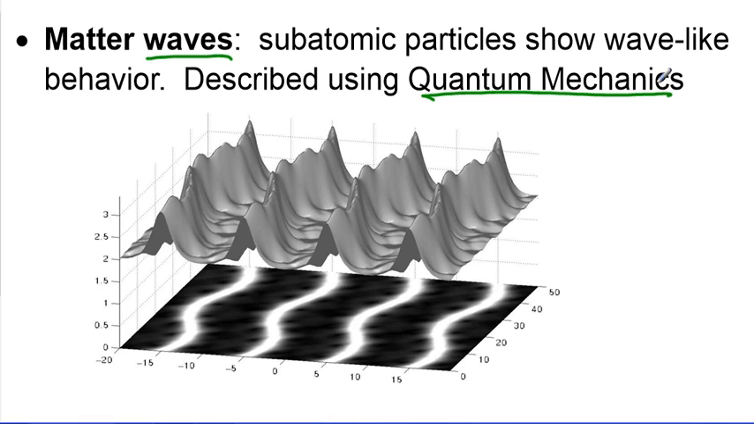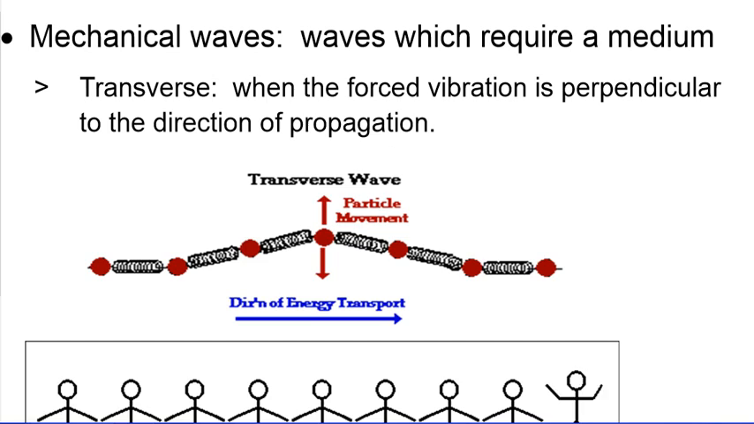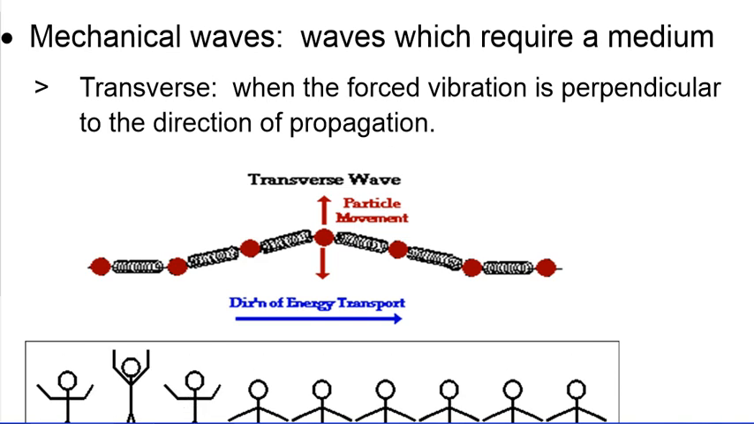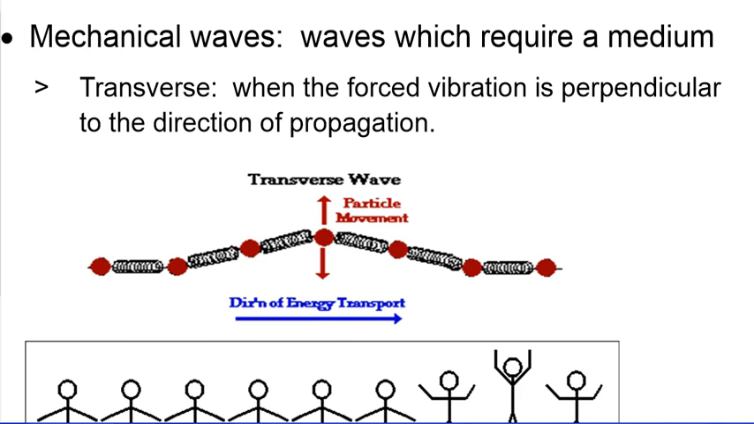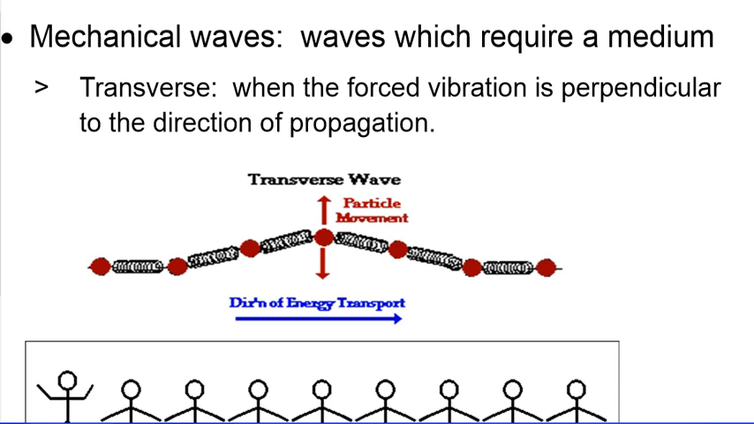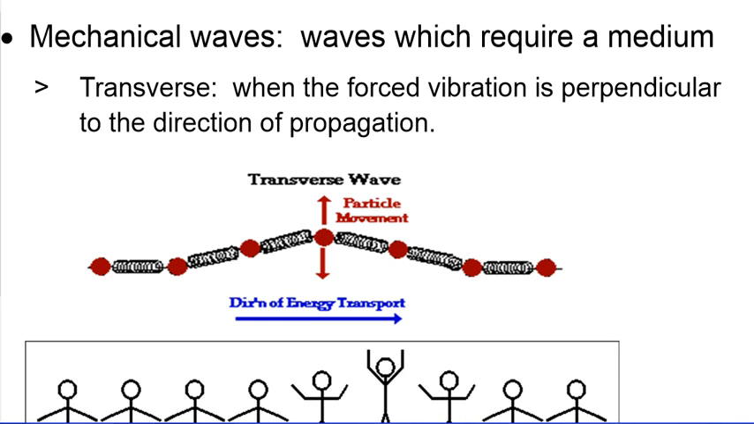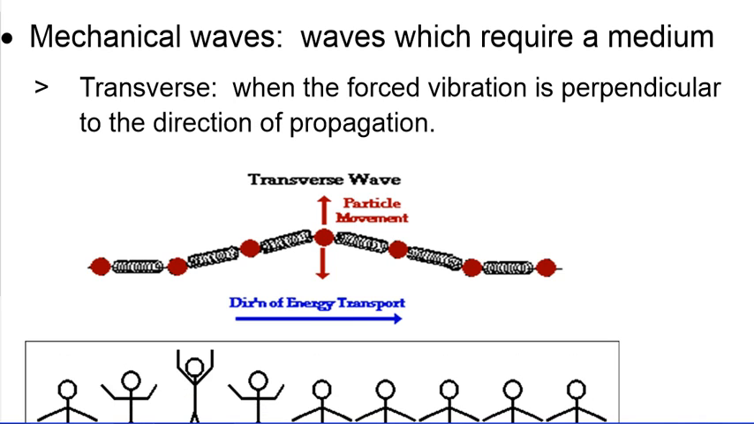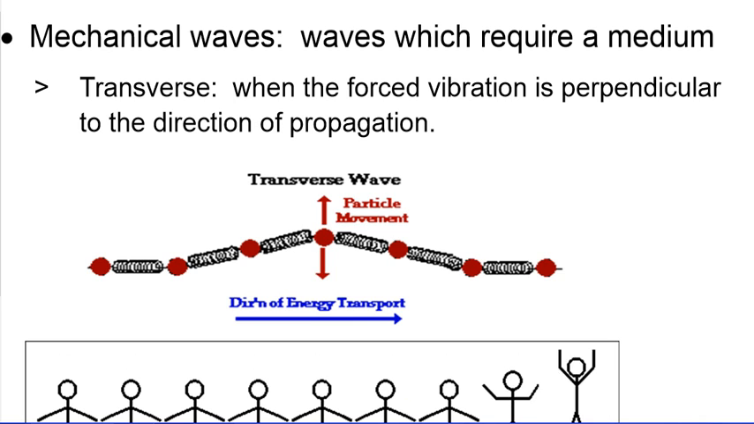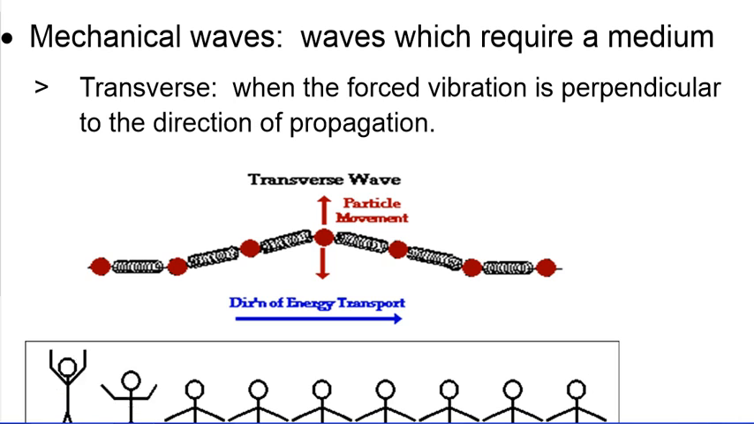So if we were to look at an atom or look at multiple particles, they would have a wave-like nature as well, which is an interesting thing to think about. Now, what we're going to spend the majority of our time on are mechanical waves. These are waves which require a medium. They need something to be able to go through. For example, sound requires a medium. If you're in a vacuum, there is no sound.